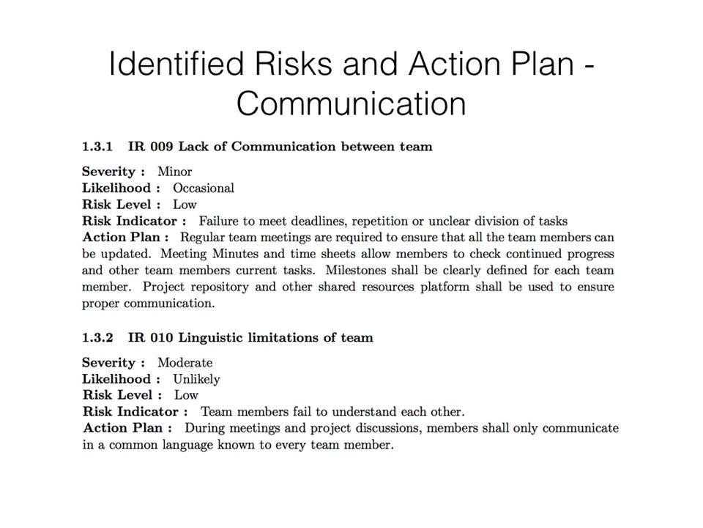Second one in the communication category is linguistic limitations of team, that is, if team members are speaking different languages. The indicator to this risk is that the team members fail to understand each other. The likelihood of this is very unlikely because all the team members are proficient in English language. And so our action plan for this risk is during any project discussions or meetings, team members only communicate using a common language that is known to every team member. In our case, it's English.